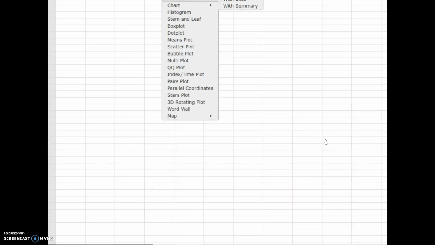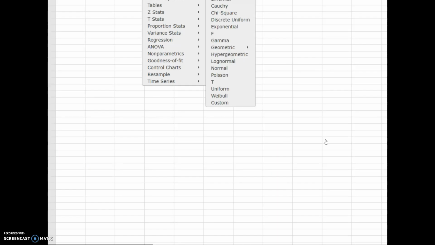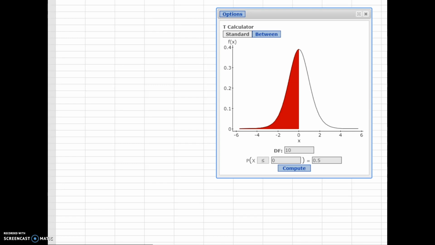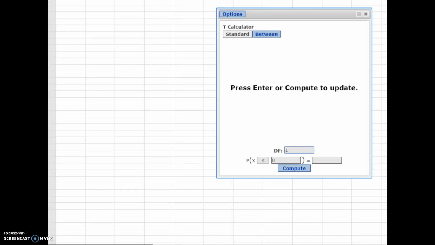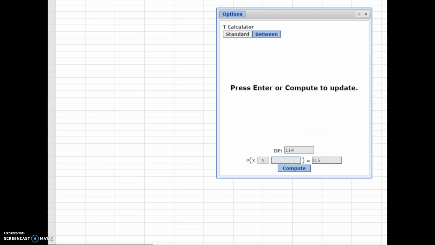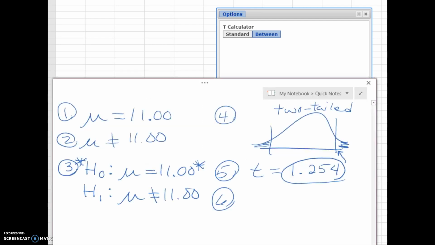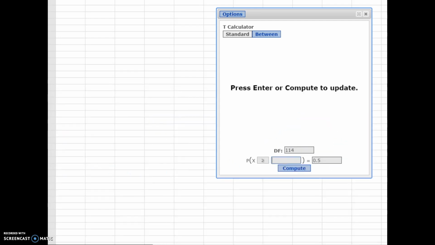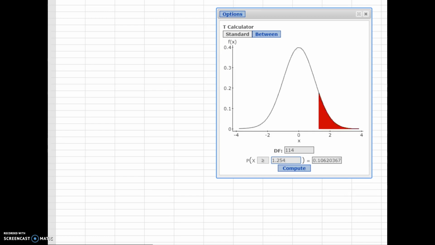And just like in our last sections, I'm going to go to calculators, T. My degrees of freedom is n minus 1. So I'm going to have 15 minus 1, which is 14. And then I'm on the right side, so I'm going to go greater than and put my test statistic right there, which was 1.254. And that's my p-value for that tail.